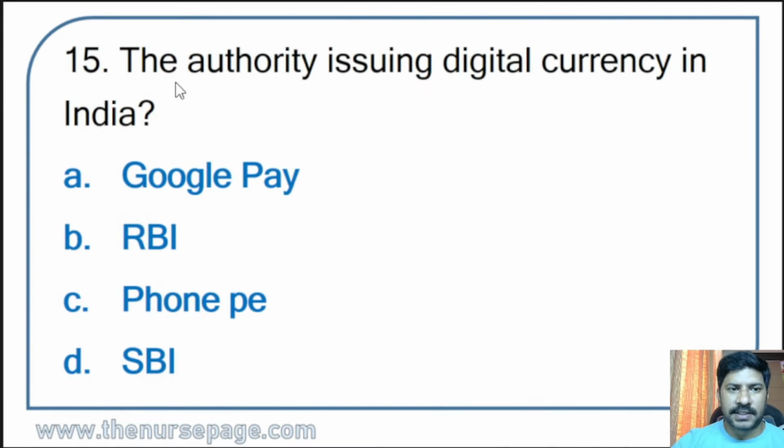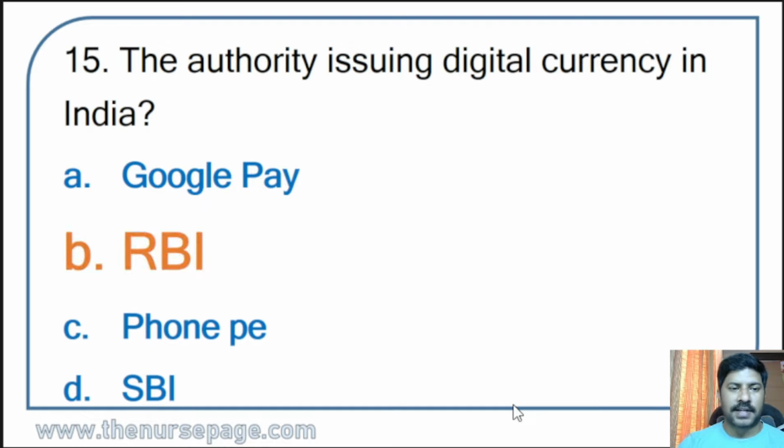Then 15, the last question. The authority issuing digital currency in India: Google Pay, RBI, PhonePe, SBI, State Bank of India. Correct answer is RBI, the Reserve Bank of India.